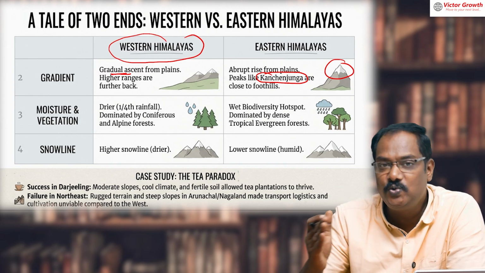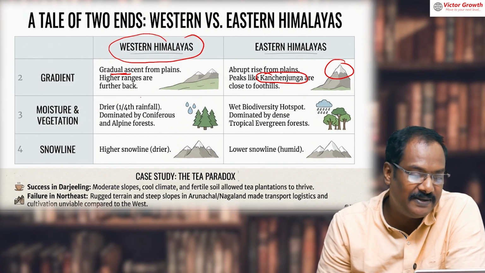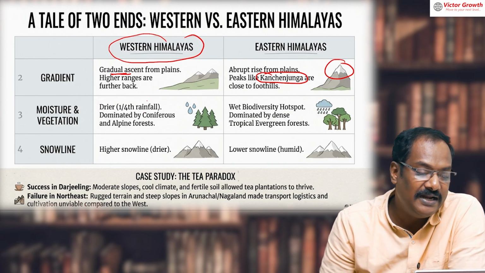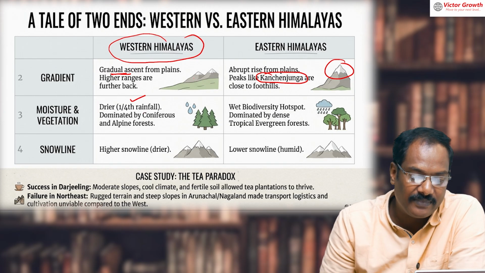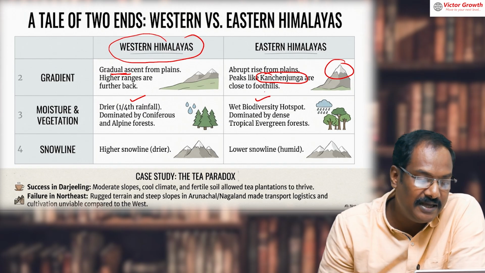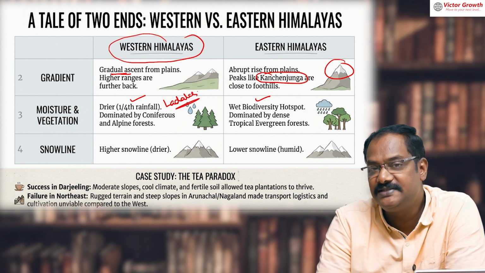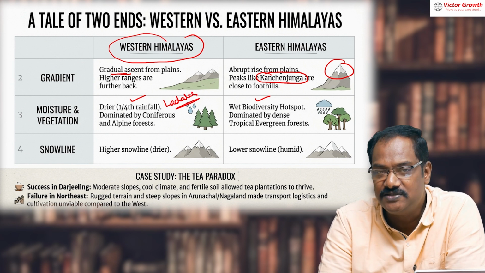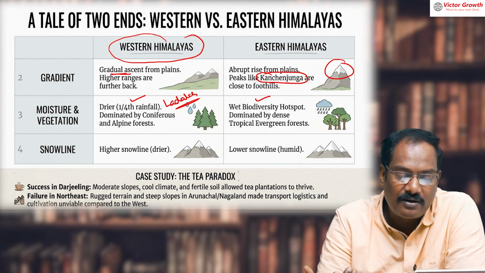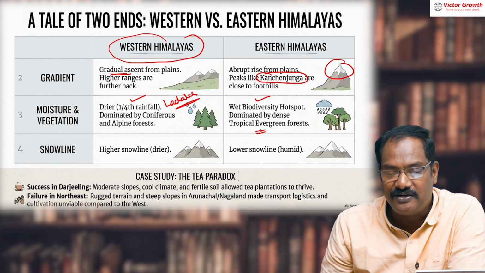So if you go towards the east, the height is increasing. On the western side, the height is very gradual, and it is a little drier. There is not that much rainfall, but on the eastern side there is more. For example, on the western side we have the Ladakh cold desert. As we go east, rainfall is more and it is also a little hotter, because you can find tropical evergreen forests in the foothills of the Himalaya.